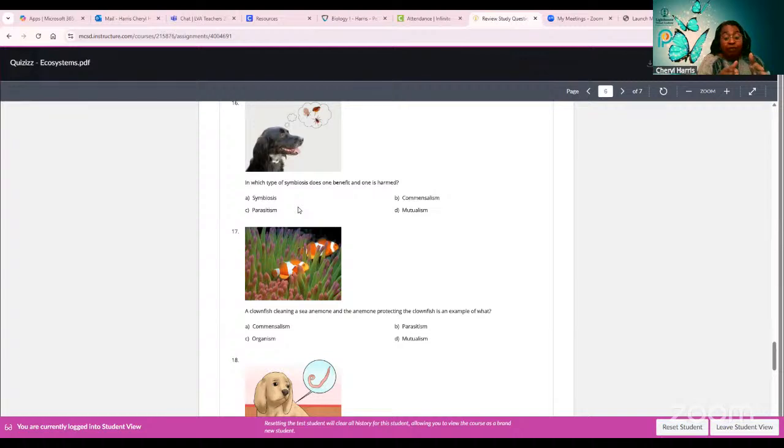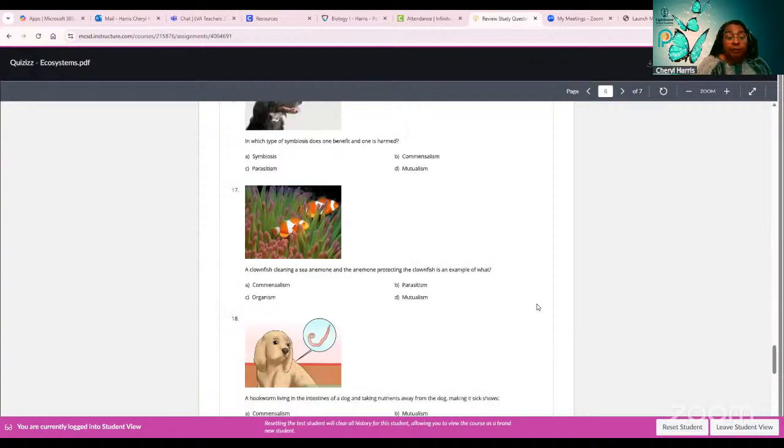So that is a different relationship than predator prey. Predator prey, the predator benefits, the prey is dead. Okay, so it is definitely not only harmed, it dies. So that's the difference between parasitism and predator prey. All right. Okay. We have our clownfish, which is cleaning the sea anemone, and the sea anemone is protecting the clownfish. Yes, that's D, mutualism. This is Nemo, Finding Nemo.